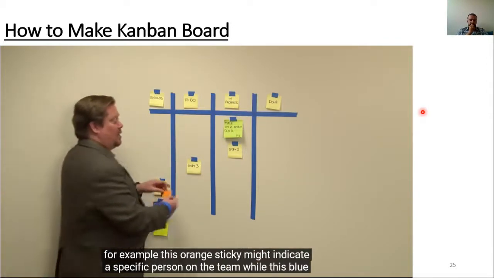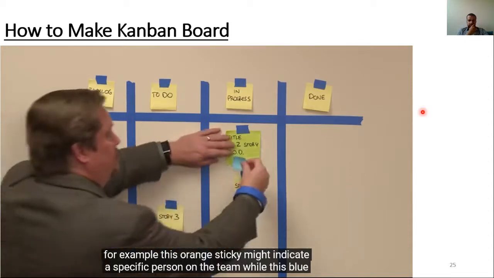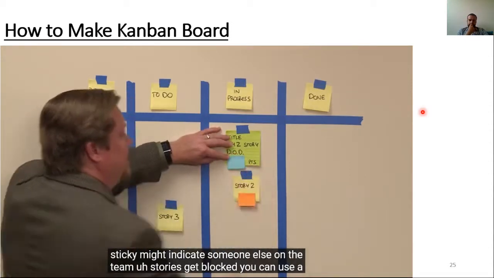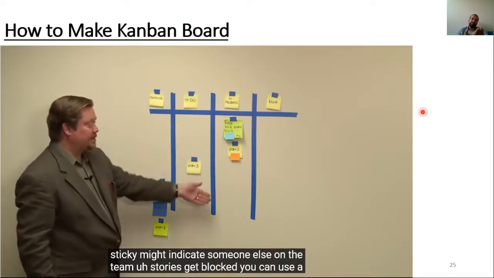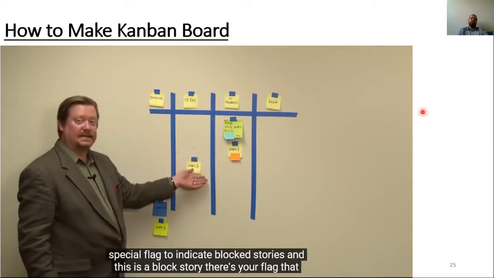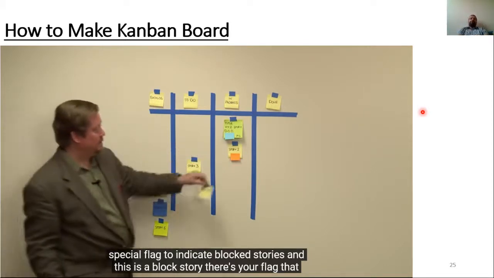For example, this orange sticky might indicate a specific person on the team, while this blue sticky might indicate someone else on the team. So this is basically the project is assigned. You can use more of an agile project management.